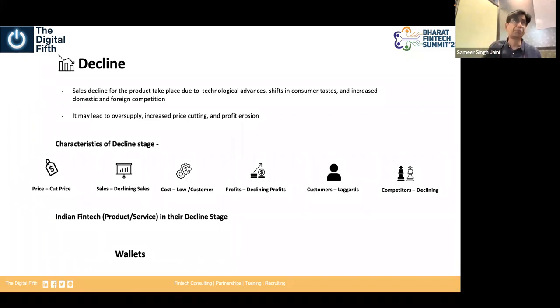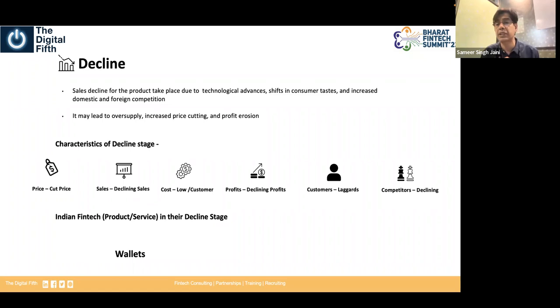For example, during the UPI introduction stage, all wallets realized that they will be in trouble. But some of the wallets actually came back with a different avatar, which is credit on wallets, and they did well. And of course, now in the new world, the digital lending guidelines, DLG, have changed the market dramatically. And there's nothing else possible. So I think there's further damage to the wallet industry. Will it come back in a different avatar? I guess so. The RBI is also doing a lot of activity, maybe allowing the wallets to be interoperable.